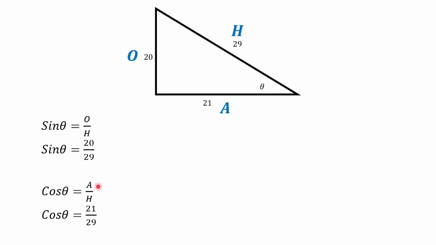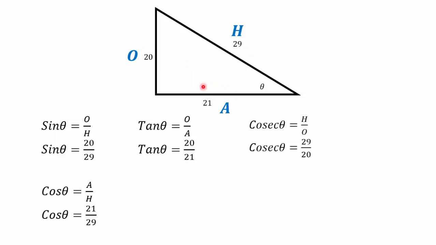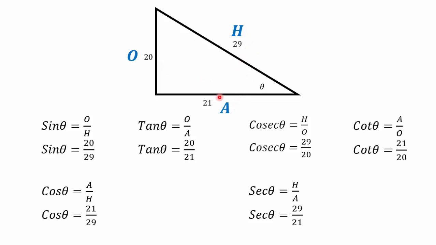Similarly, cosine is A over H, so 21 over 29. Tangent is O over A, so 20 over 21. Cosecant, H over O, 29 over 20. Secant, H over A, that's 29 over 21. Cotangent, A over O, so 21 over 20.